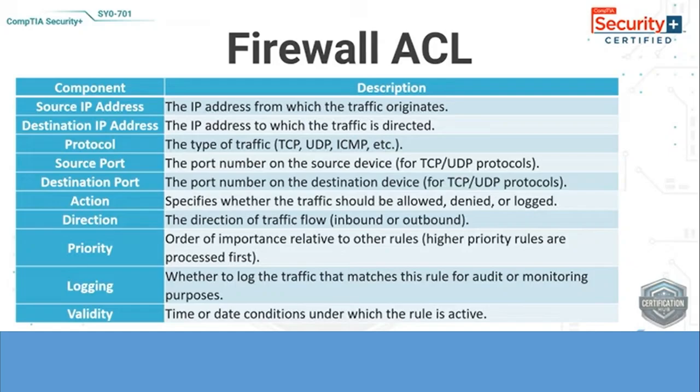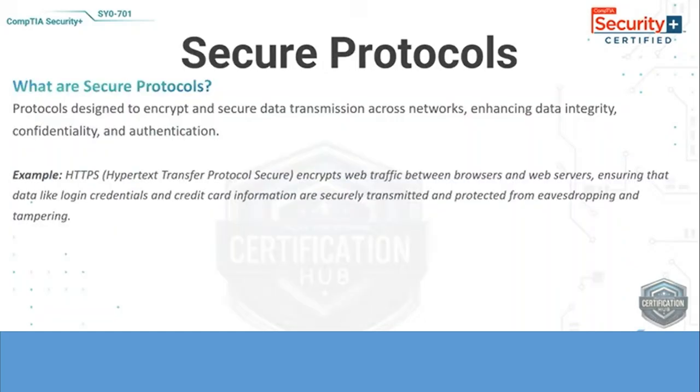Priority is the order of importance relative to the other rules, and logging is whether to log the traffic that matches this rule for audit and monitoring purposes. Validity is the time or date conditions under which the rule is active, when this rule will apply and when it will not apply. This is the validity of any rule defined inside the firewall ACL.